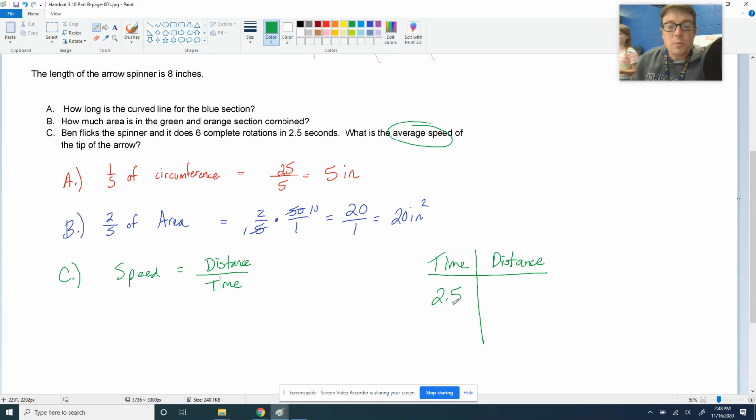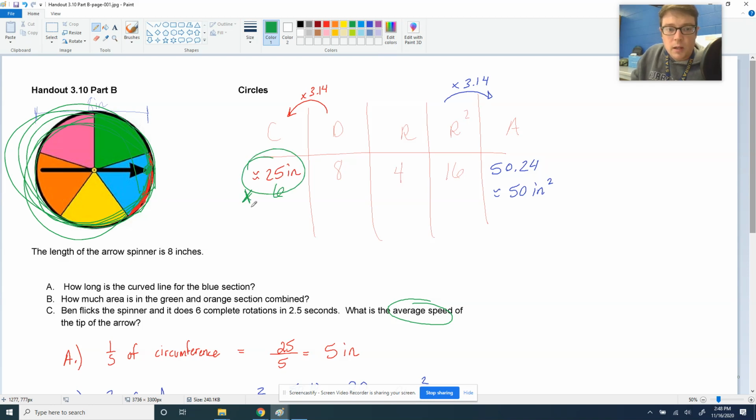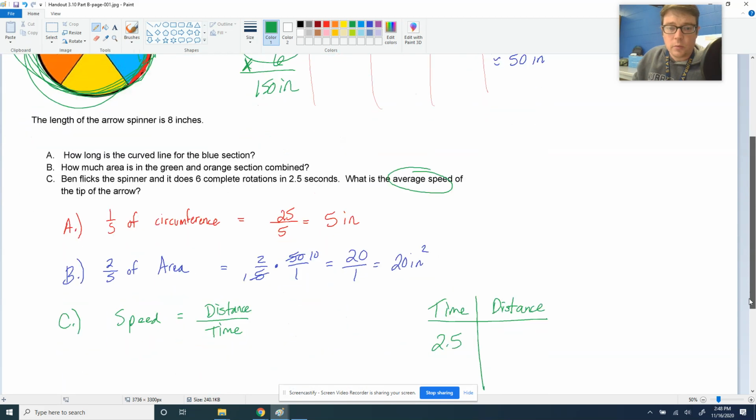She's enjoying that. So 2.5 is our amount of time, but we need to find out how far the tip of that arrow traveled during 6 rotations. So 6 rotations means that it would be going around this spinner. Imagine if it started right here, and 1 rotation would be 1 circumference, 2 circumference, 3 circumference, 4, 5, 6, right? 6 times around. And we know that 25 is the circumference. So if we multiply 25 times 6, which is 150, we've got how far it would travel in that 2.5 seconds.